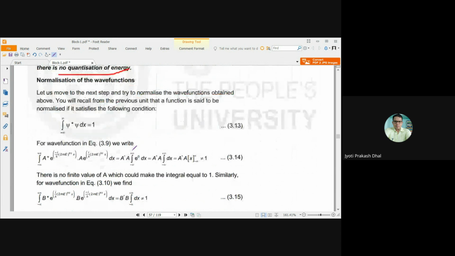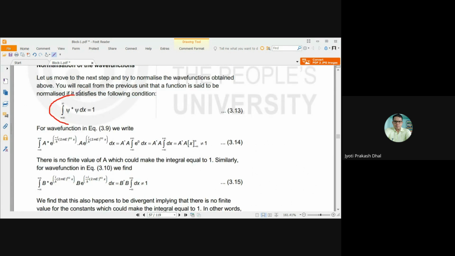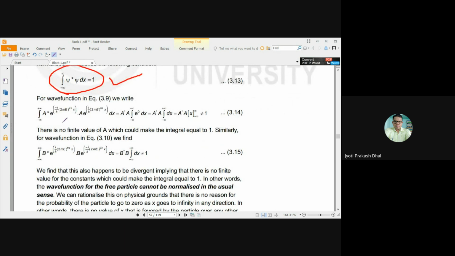The normalization condition is that the integration of psi star psi dx equals 1. For the first wave function, psi star will become A star e to the power minus i by h cross square root of 2mE x, and the first wave function psi is A into e to the power i by h cross square root of 2mE x.